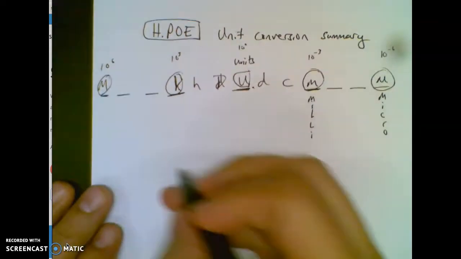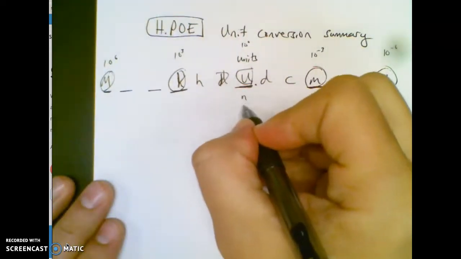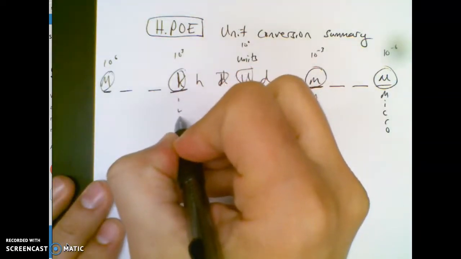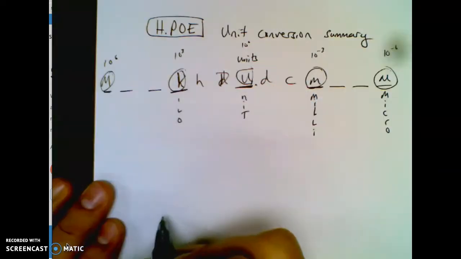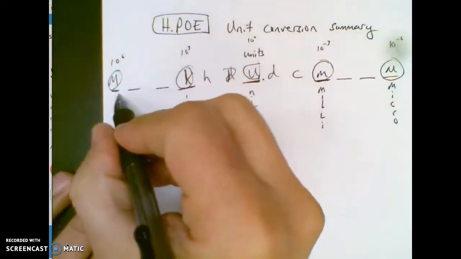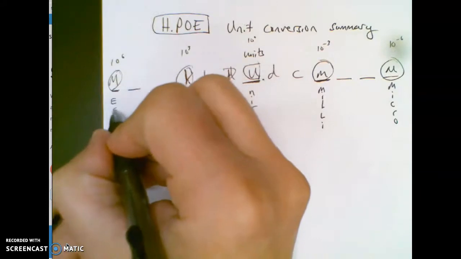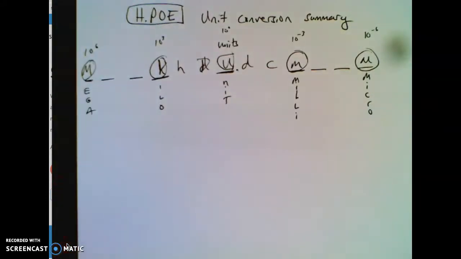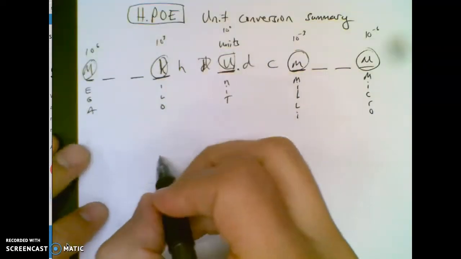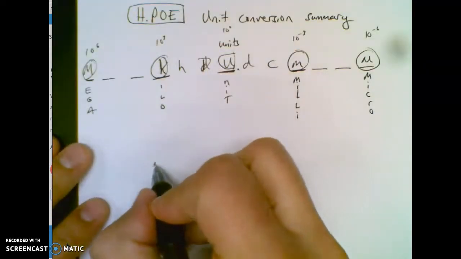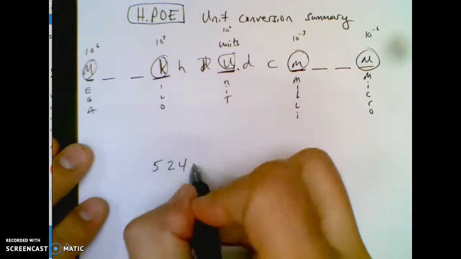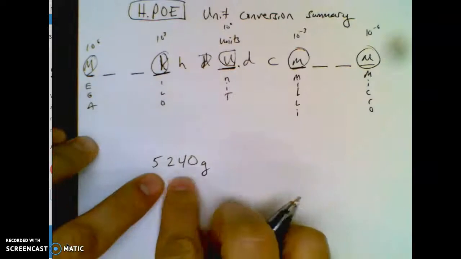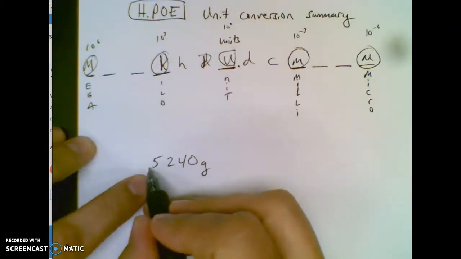We always want to leave our answers as a number between. Wait, sorry, this is unit. That's not really a prefix. This is kilo, and this is mega. You always want to leave your answer between like 1 and 999,999. So if I ever had like 5,240 grams, I wouldn't want to leave that as my answer. It's too big. It's bigger than 1,000.